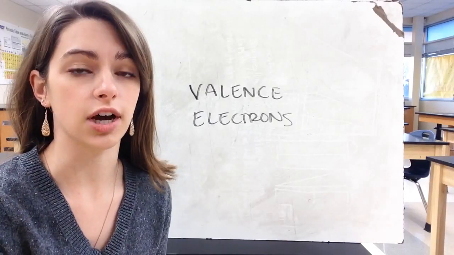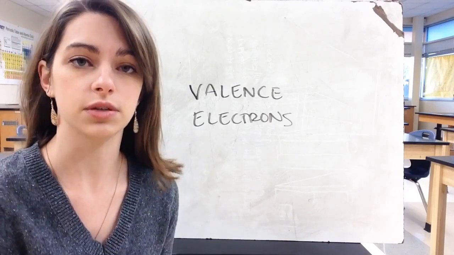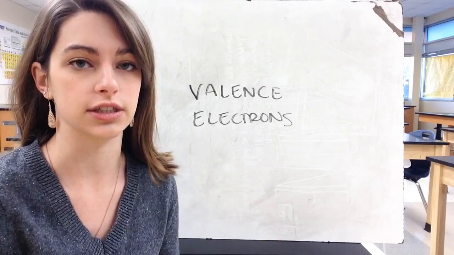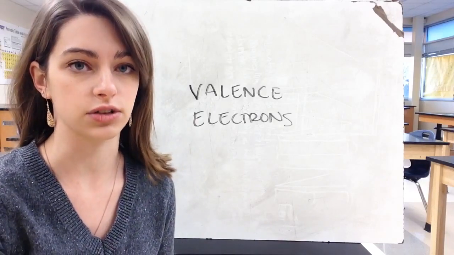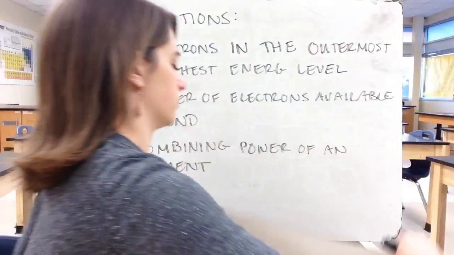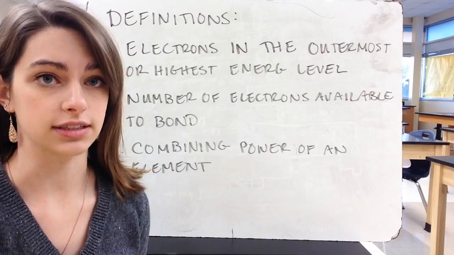Before we can move forward and talk about bonding, we need to talk about something called valence electrons. So we're still working with our electron configurations, and now we're actually going to use those configurations to figure out how many valence electrons an element has. So first, let's define a valence electron.